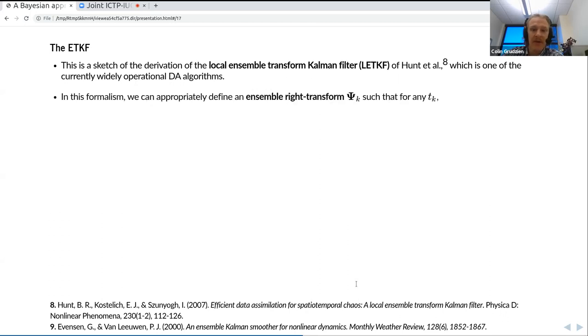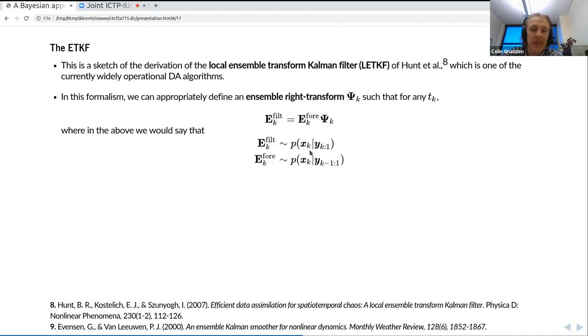In this formalism, we can define a right ensemble transform, the psi k, such that for any tk, you can right multiply the ensemble forecast by some appropriate right transform and recover the filtered ensemble, where these are assumed to be drawn from the appropriate densities, either the filtered or the forecast density. We'll similarly associate the filtered ensemble with the smoothing ensemble, where we write this as the ensemble at time L conditioned on information up to time L, our leading time.